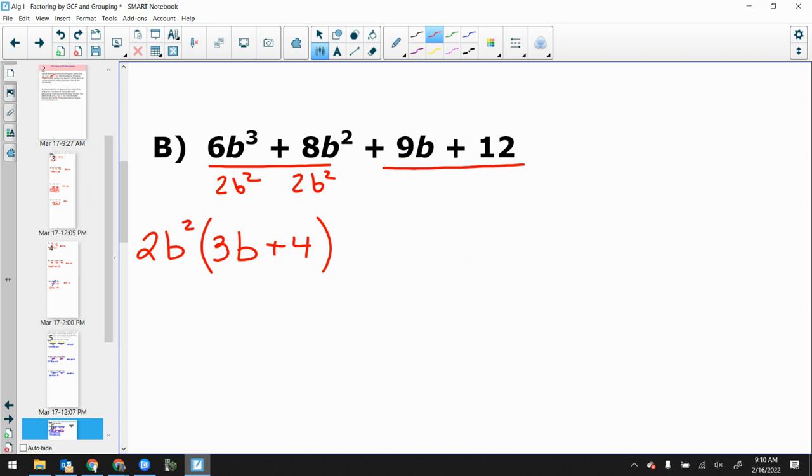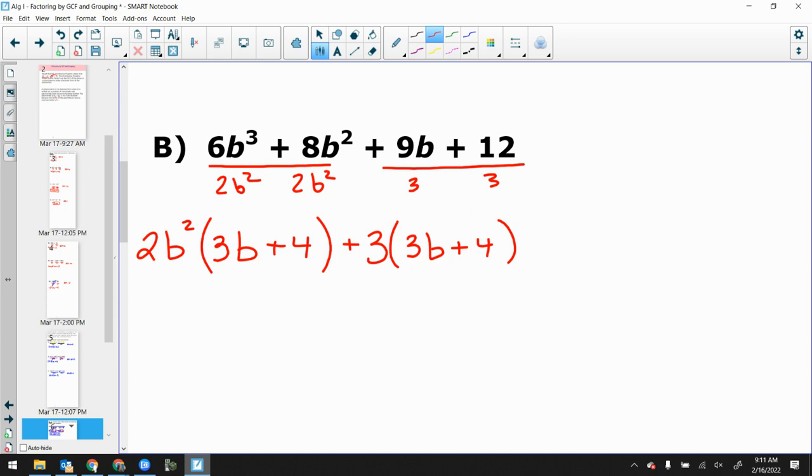Now, what's my GCF out of my second chunk? 3. A positive 3, right? A plus 3. So this would be left with a 3b. 9 divided by 3 is 3. The b carries down. 12 divided by 3 is plus 4. Now, did it happen? Yes. This is factorable by grouping.